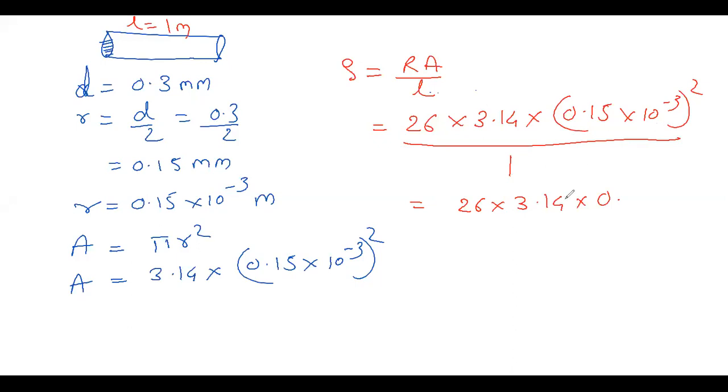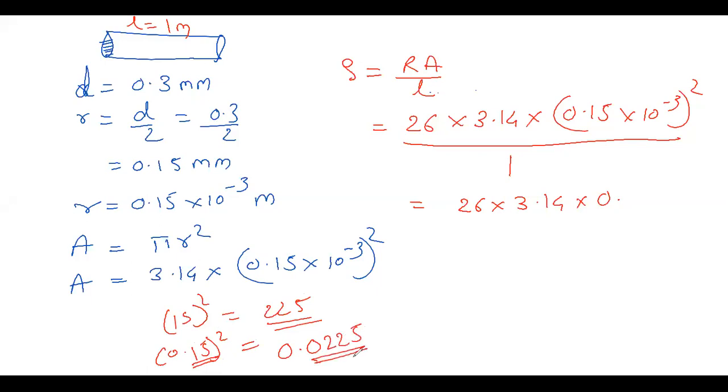0.15 square. How many? 2.25. 225. No. Apply your basics. I knew you would give me the answer 2.25. 0.0225. Exactly. See, 15 square is 225. So when I say 0.15 square, 2 decimals, 2 decimals square will be 4 decimals. And I have only 3 digits. So it has to be 0.0225. 4 decimal points. Are you understanding?